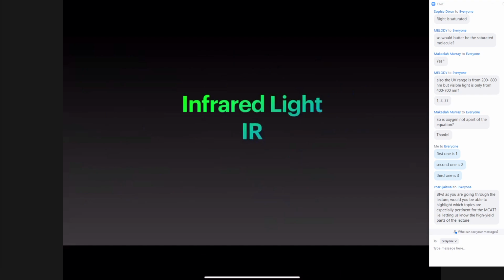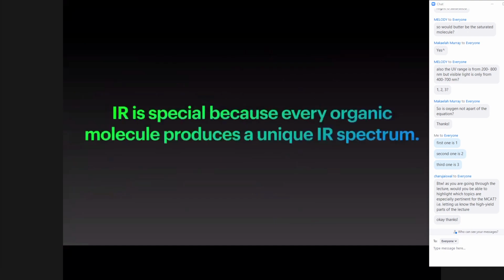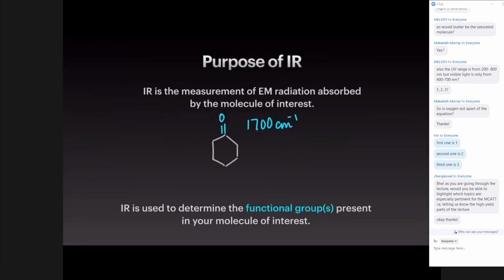I don't mind. So we will be moving on to infrared, which is IR. IR is special because every organic molecule produces a unique IR spectrum. I really loved IR when I was taking organic chemistry. So the purpose of IR is the measurement of electromagnetic radiation absorbed by the molecule of interest. So at 1700 centimeters inverse, you will see a carbonyl group. So IR is used to determine the functional group present in your molecule of interest.